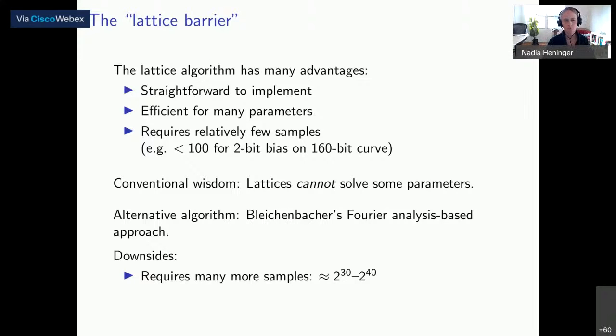It takes fewer than 100 samples to solve for 2 bits known on a 160-bit curve. However, there's also some conventional wisdom that lattices cannot solve some parameters. And so for these parameters, you resort to an alternative algorithm, which is Bleichenbacher's Fourier analysis-based approach. The downside of this algorithm is it requires many, many more samples. Like 2 to the 30, 2 to the 40 is the number of samples that is used for some of the record-setting computations.